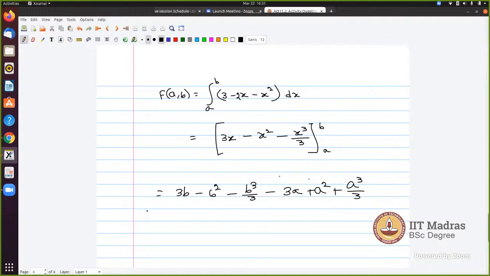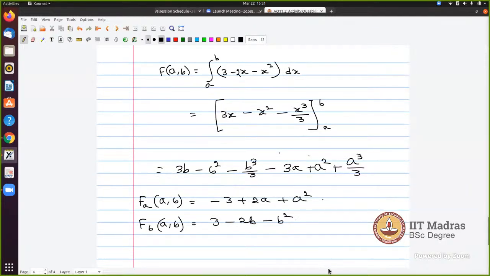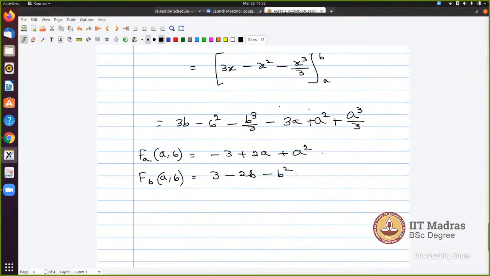Right? Okay. So what we have to do? We have to find the critical points, right? So at first, what we have to do? F_a of a, b. So what is F_a? It is minus 3 plus 2a plus a square. Yes. And what is F_b? It is 3 minus 2b minus b square. Correct? So both of these should be equated to 0 for calculating the critical points, right?